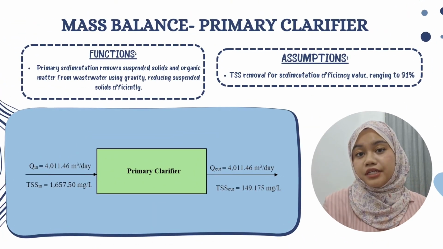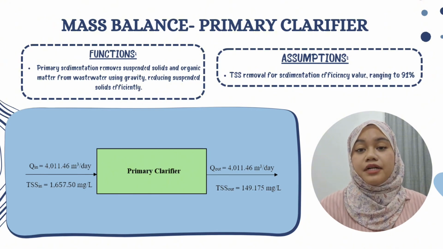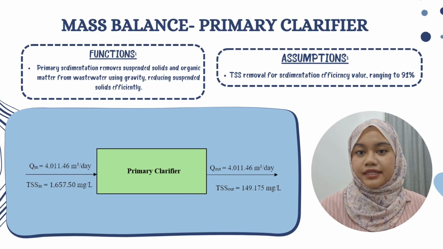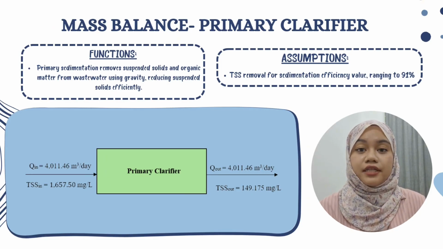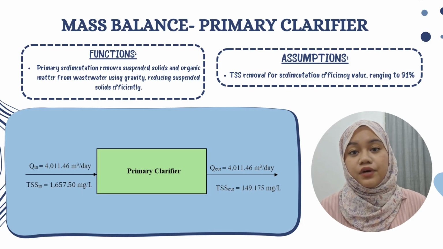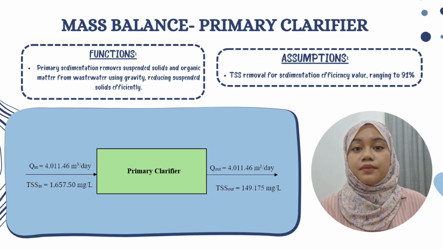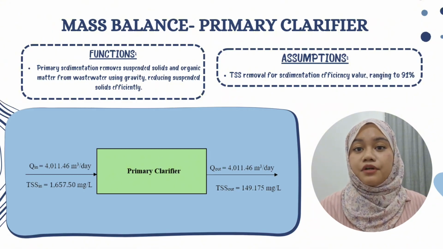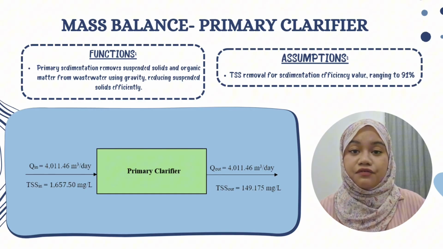So I will explore the mass balance of the primary clarifier in wastewater treatment. The primary clarifier plays a crucial role in removing suspended solids and organic matter from wastewater. This process relies on gravity to settle out particles, improving water quality before further treatment. So we assume a sedimentation efficiency of 91%, meaning that a portion of the total suspended solids, TSS, is effectively removed.